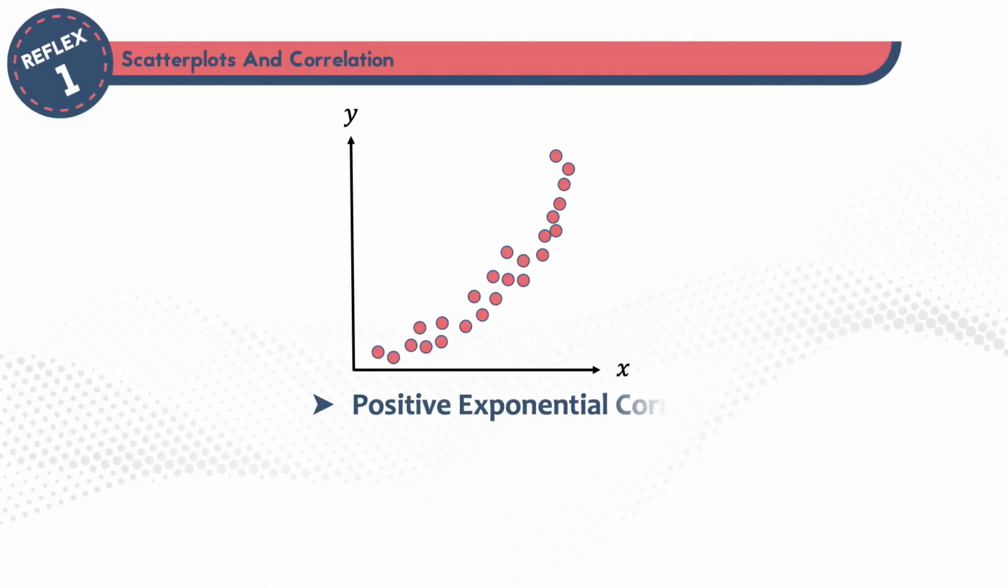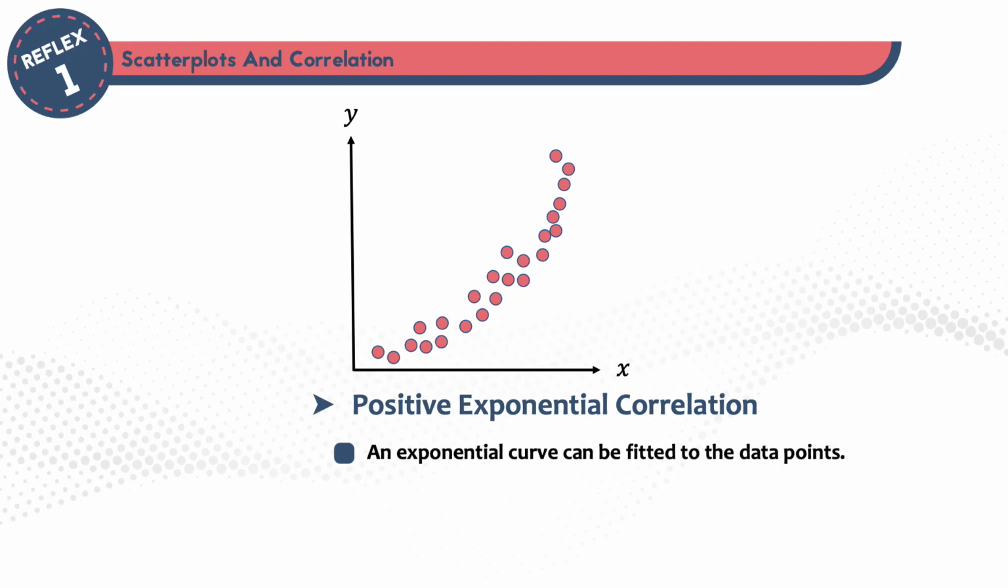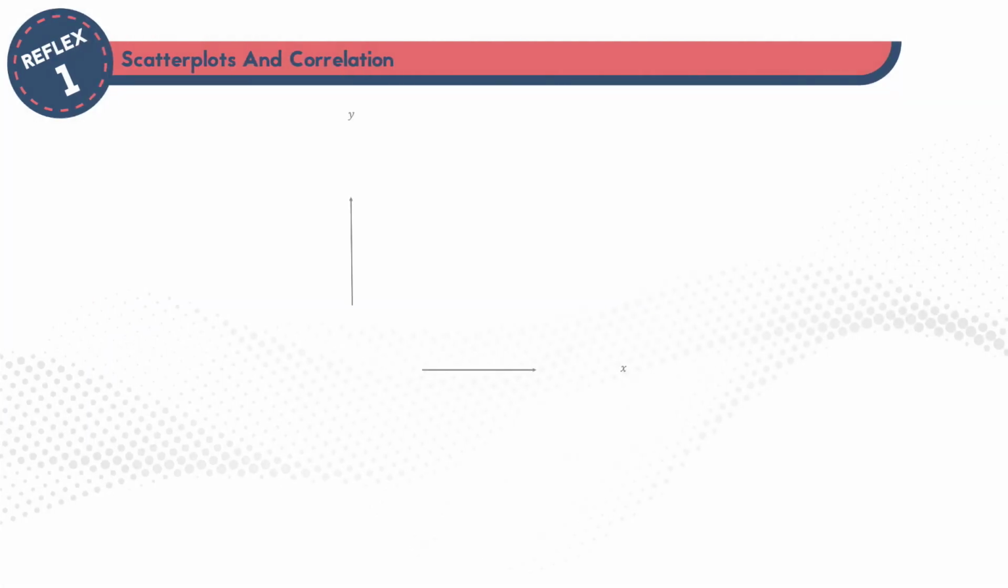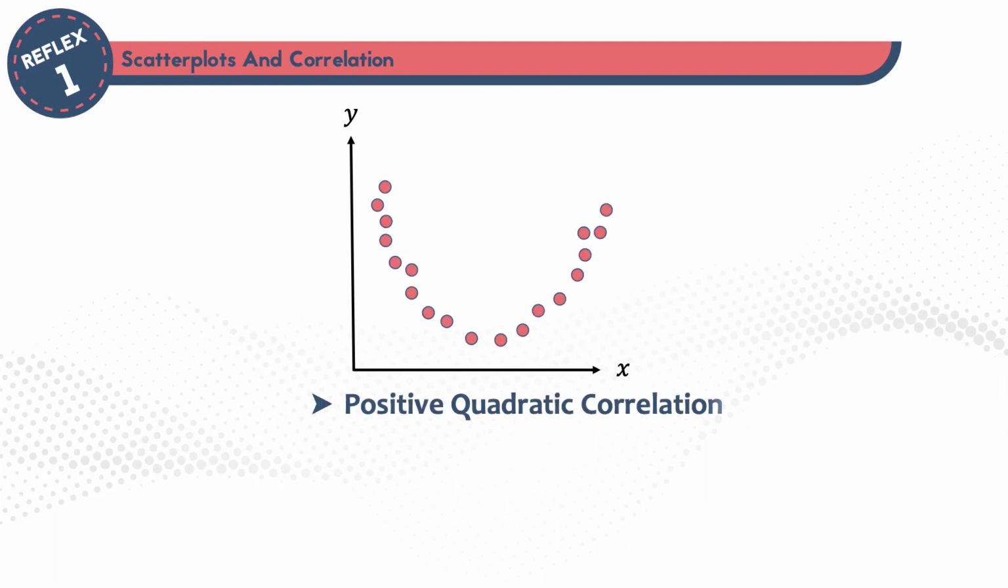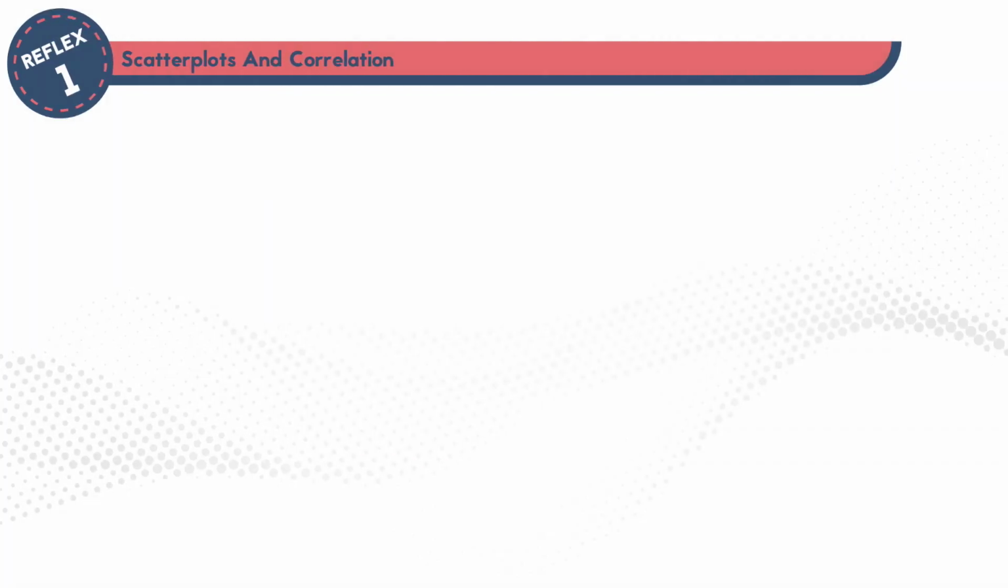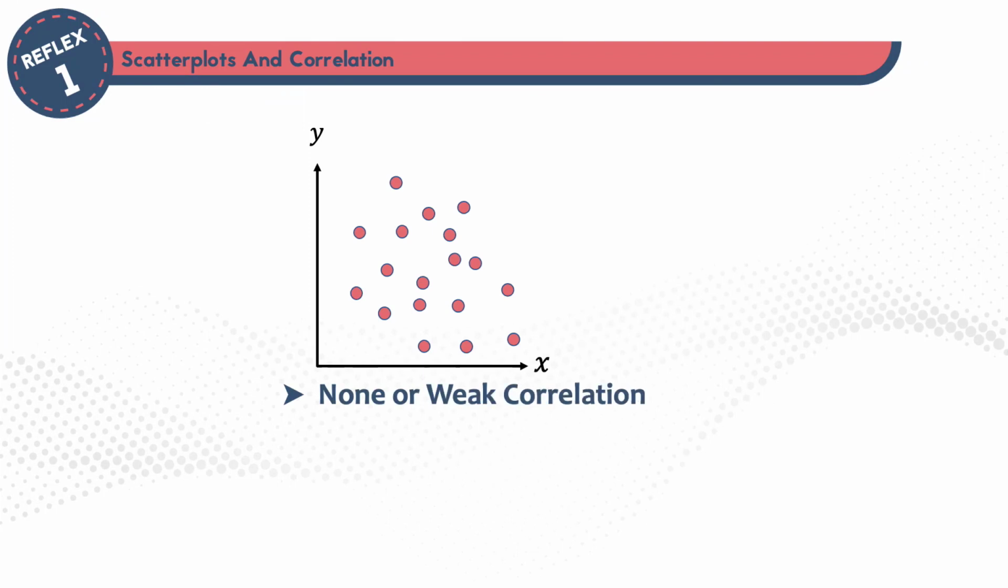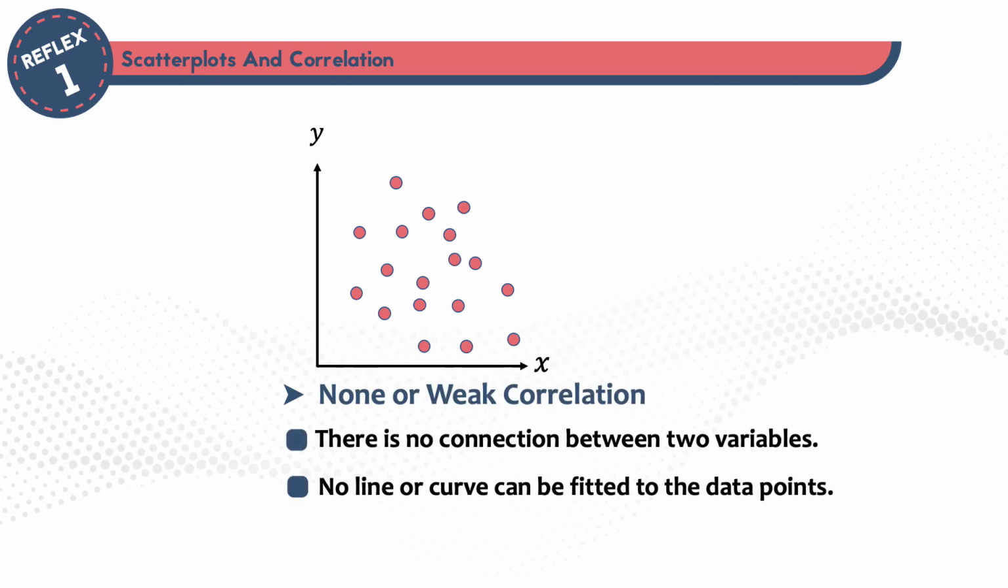And the next type is the positive exponential correlation, where an exponential curve can be fitted to the data points. And the next type here is the positive quadratic correlation, where a parabola can be fitted to the data points. And finally, we have a none or weak correlation, where there's no apparent connection between the two variables, and therefore no line or curve can be fitted to the data points. We'll use R being 0 or near 0 to indicate this weak correlation.